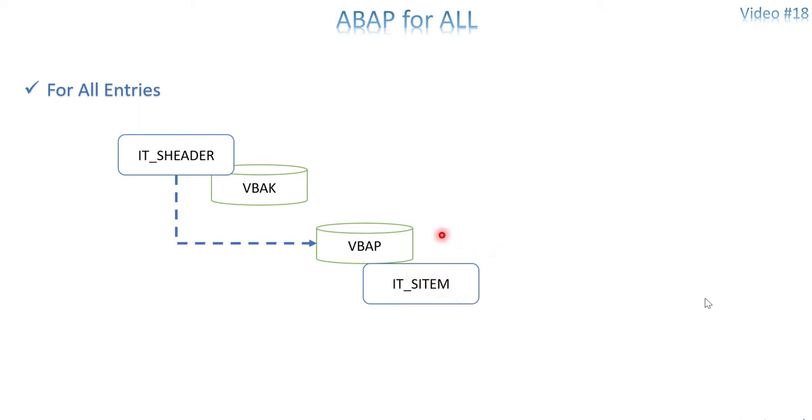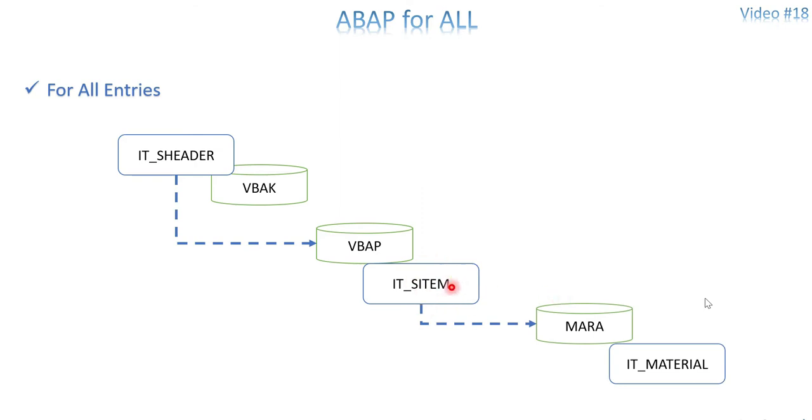And now I'm going to pass the data from this internal table to the MARA table and get the material information. So the input for MARA is the IT_S item records, and based on that I'm going to get the material information. So this is the idea of FOR ALL ENTRIES. FOR ALL ENTRIES is nothing but passing the input to the database table from my internal table. Based on my internal table content, the data fetch should happen. That is the idea of FOR ALL ENTRIES.